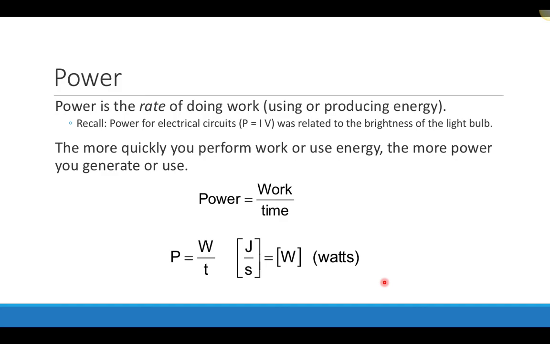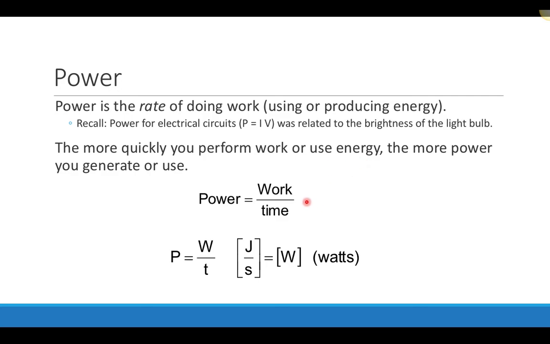So in general, we're going to see that power has units of watts. And so if you have a 100-watt light bulb, it's going to be brighter because it's producing more energy than a 40-watt light bulb, for example. So the more quickly that you perform work or use energy, the more power that you generate. So it's basically a rate of producing or using energy.